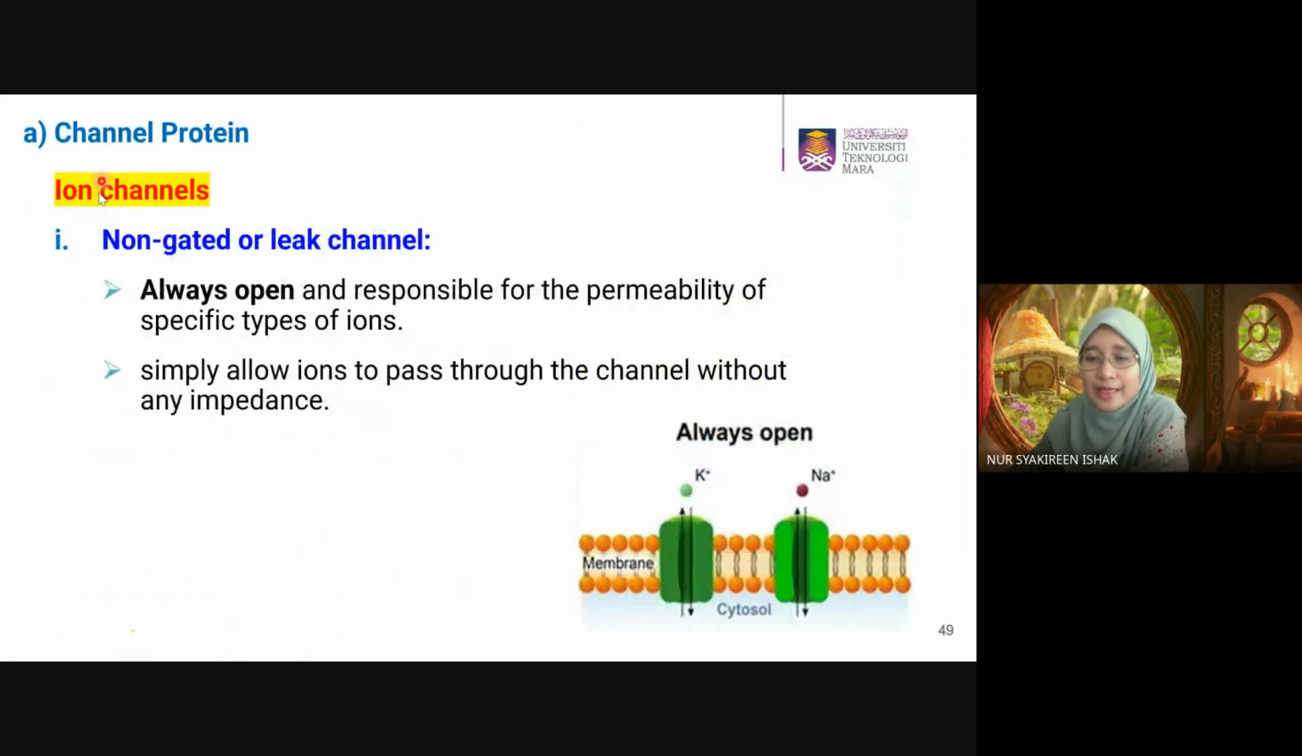Earlier was aquaporins, now is the ion channel. There are several types of ion channels. The first one is the non-gated or leak ion channel. From the word leak or non-gated, it means that the channel is always open and responsible for the permeability of specific types of ion. It simply allows ions to pass through the channel without any impedance.